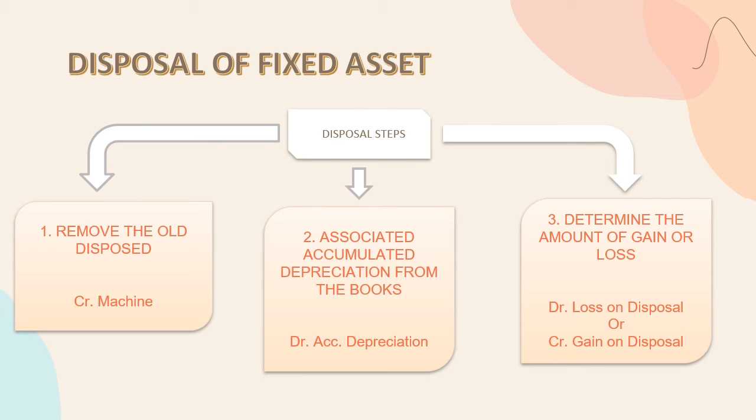Okay, now we move to disposal of fixed asset. There are three steps of disposal. Firstly, remove the old disposed asset. We have the credit machine. Secondly, remove the associated accumulated depreciation from the books. Debit accumulated depreciation. And lastly, determine the amount of gain or loss. Debit loss on disposal or credit gain on disposal.